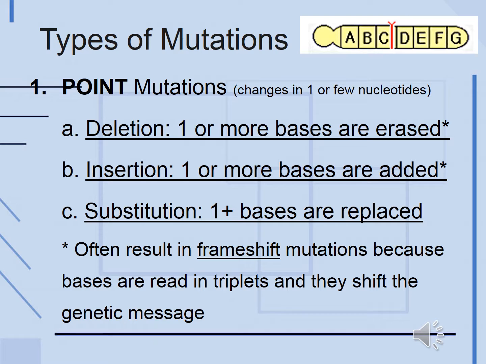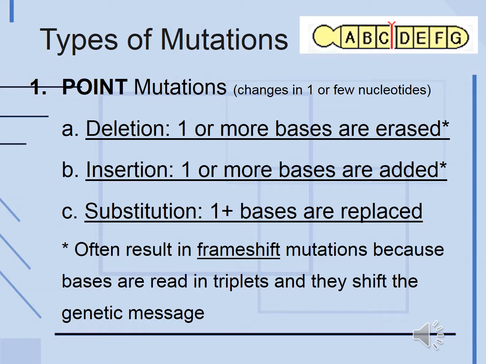So the kind of changes we can have at a single point are called deletions. The deletion is like when you hit delete on the keyboard or backspace, you delete something. So one or more bases, nucleotides, are actually erased. Okay, that's the first type of point mutation. The second type of point mutation is called an insertion. So when you insert something, you're adding something that shouldn't be there. So one or more bases are added to where they don't belong. So you wind up with an extra long chromosome that has extra DNA that shouldn't be there.